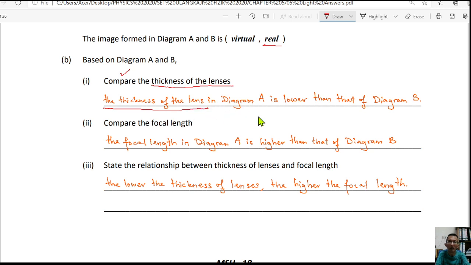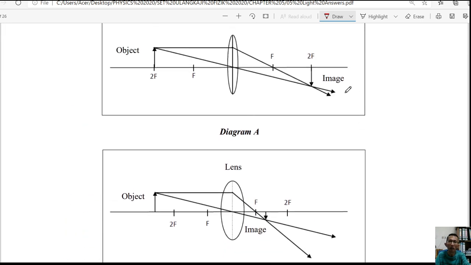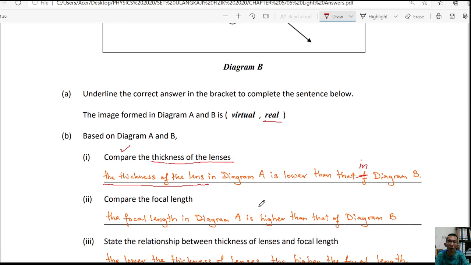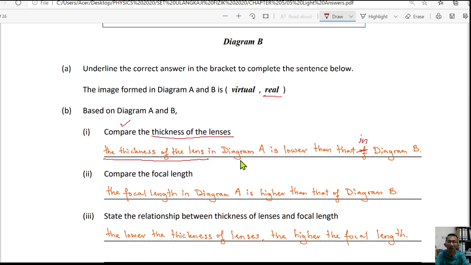In diagram A is lower than that in diagram B. So just look at the picture. So here is thin lens, here I have thick lens. So compare the thickness. So you simply say that the lens in diagram A is thinner than the lens in diagram B, right? Okay, so we write the answer. The thickness of the lens in diagram A is lower than that in diagram B.